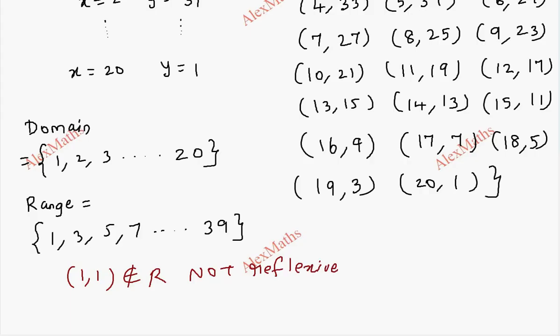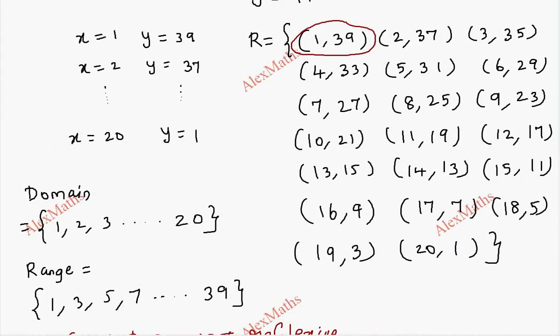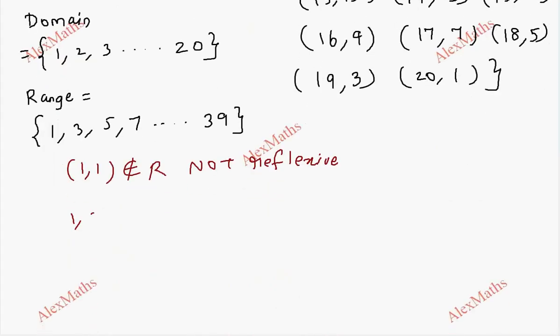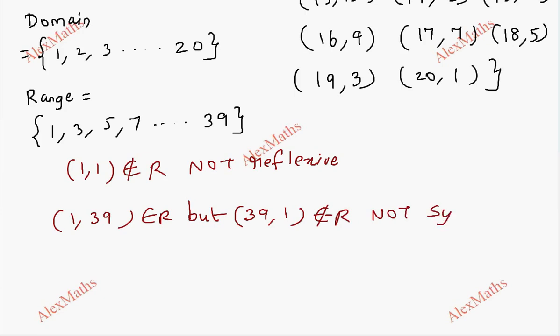And for symmetry, if I take (1, 39), but there is no (39, 1) in the relation, so (1, 39) belongs to R, but (39, 1) does not belong to R, so it is not symmetric.